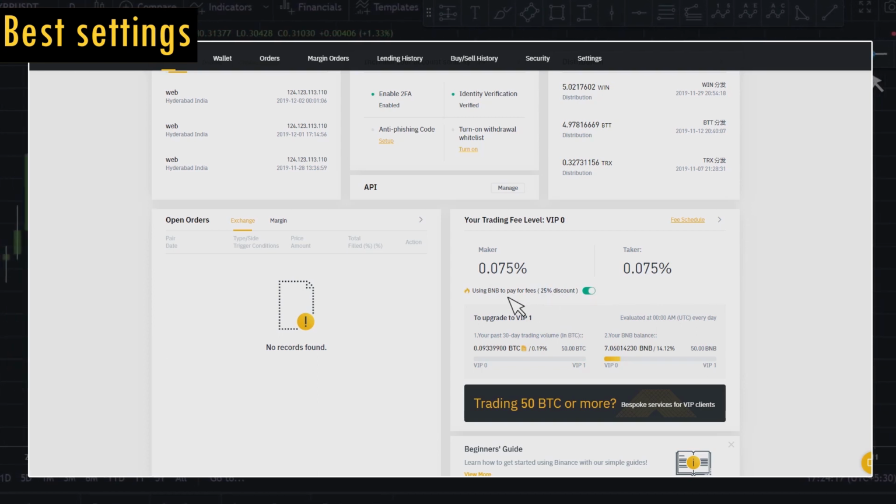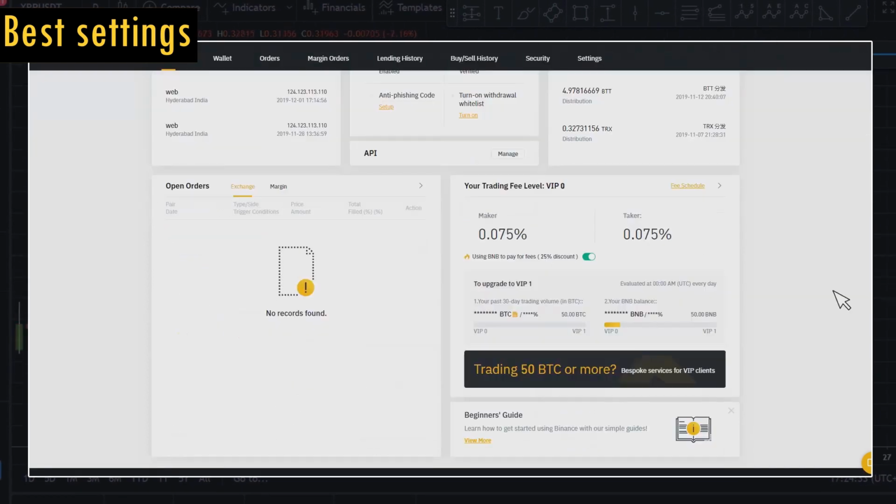And you should also have BNB in your account. If you enable this option and you don't have BNB in your account, then this will not work. So have some BNB and enable this option, and then your trading fees are reduced by 25%.